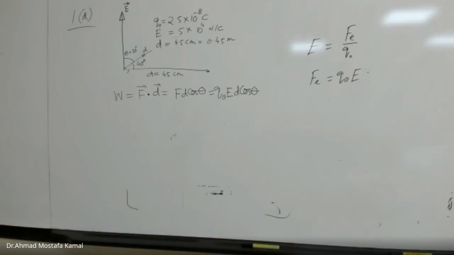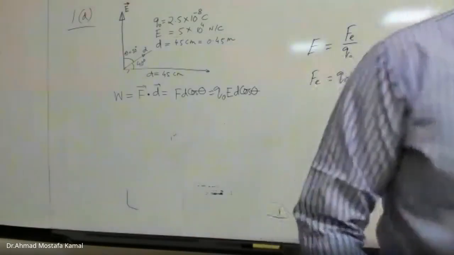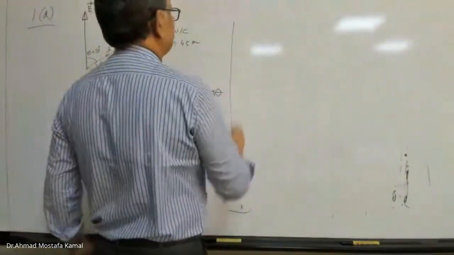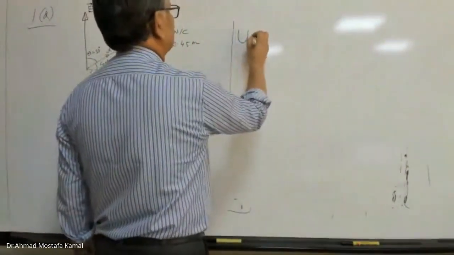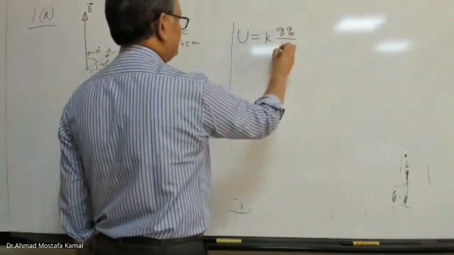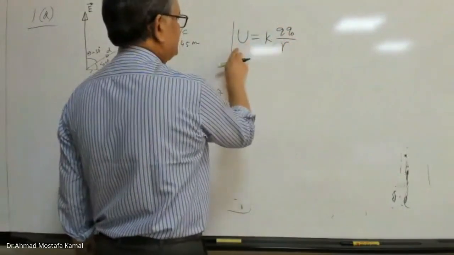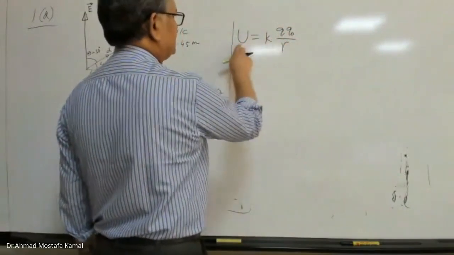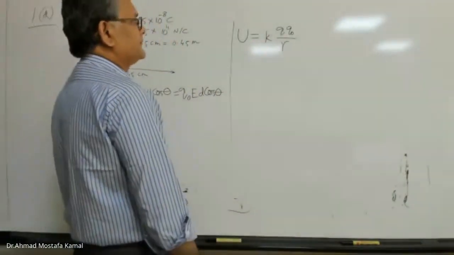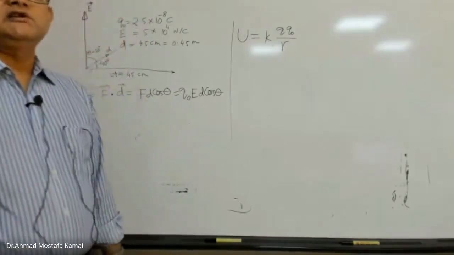So you should solve this problem. You know that potential energy has an expression U. What is the expression for U? In the last class we derived it. You need this expression: K, Q, Q naught by R. If it is R squared, then it is force F. If it is R, then it is energy. So K, Q, Q naught by R is the expression for U. We shall use this equation.